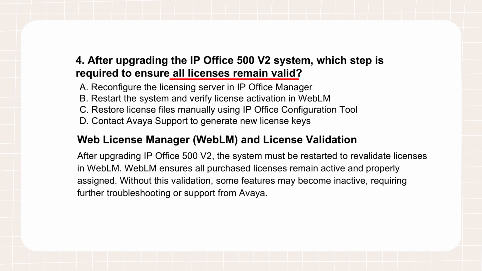Okay, the absolute key step immediately following an upgrade of an IP Office 500 v2 system is to restart the system and then verify that all your licenses are active and valid within WebLM. That's the Web License Manager. Why is that reboot so crucial for the licenses to be recognized after an upgrade? I mean, it seems like something you might overlook in the rush to get the system back online quickly.